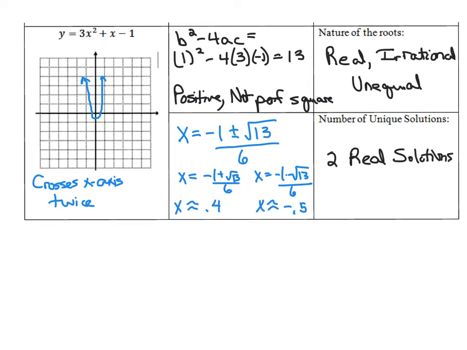So this scenario is just slightly different than the first example that we had, because in the first example, my discriminant was a perfect square. So therefore my answer was rational. In this case, the discriminant was not a perfect square, so my roots are going to both be irrational.